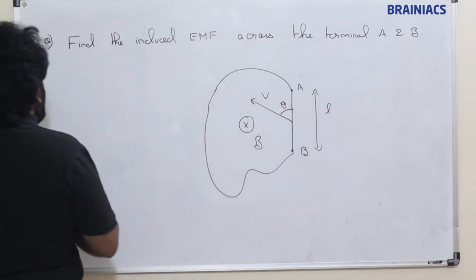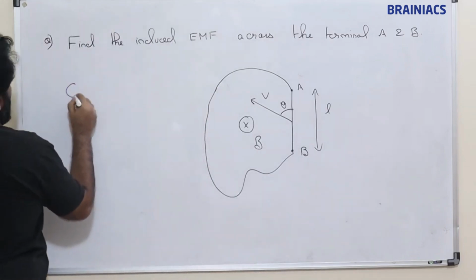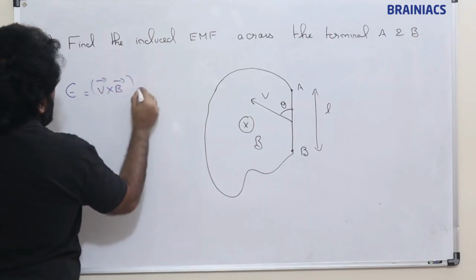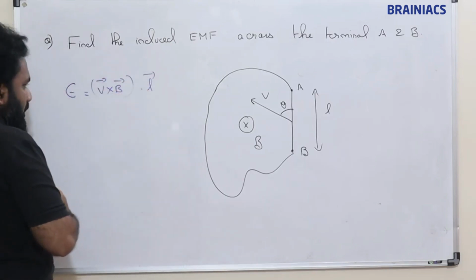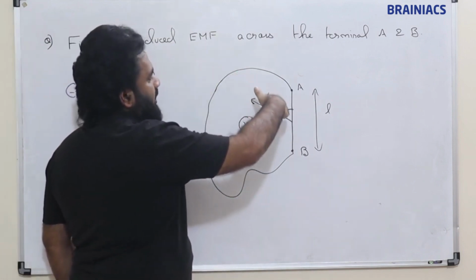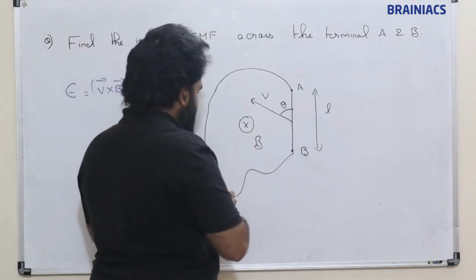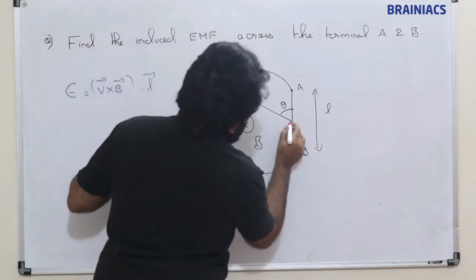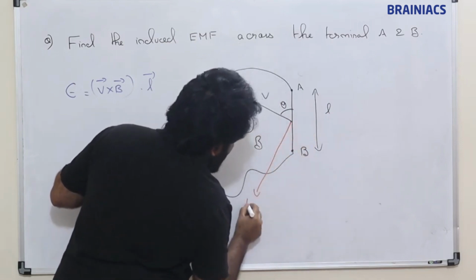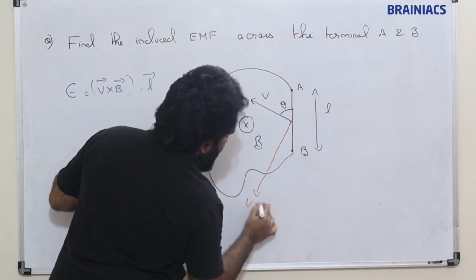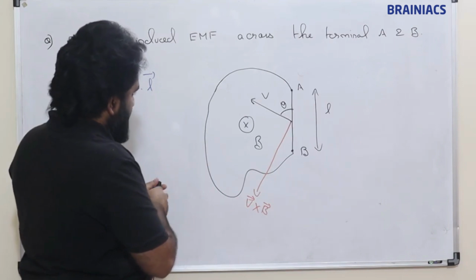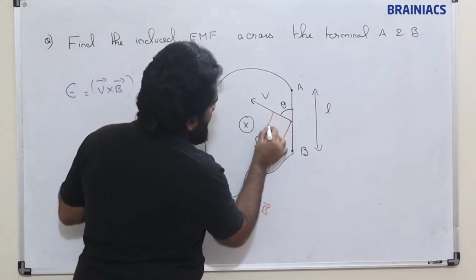Fine. So as usual, E is equal to V cross B dot L vector. So this is the direction of magnetic field, this is the direction of velocity. Palm will show the direction of what? Perpendicular to this line we have the direction of V cross B vector. Okay, this is the direction of V cross B vector. So this angle is going to be what?